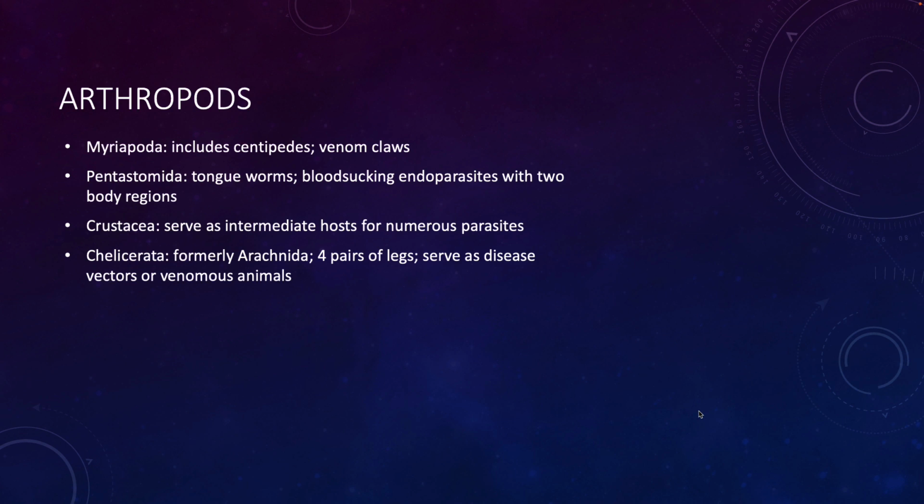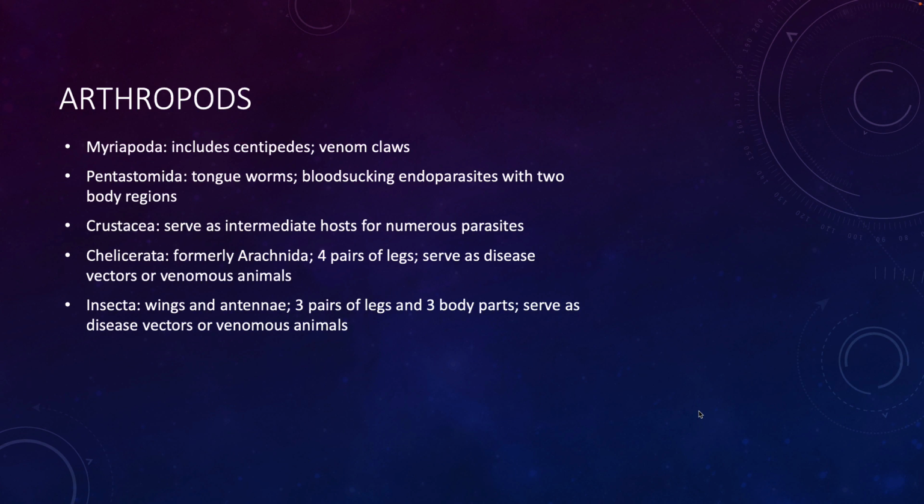There are the Chelicerata. This was formerly basically the arachnid group, spiders, things like that. They have 4 pairs of legs. They can serve as disease vectors or venomous animals. Scorpions are in this group too, ticks. Okay, so anything that basically has 8 legs and 2 major body parts.